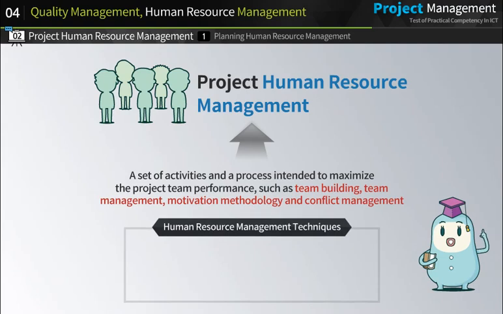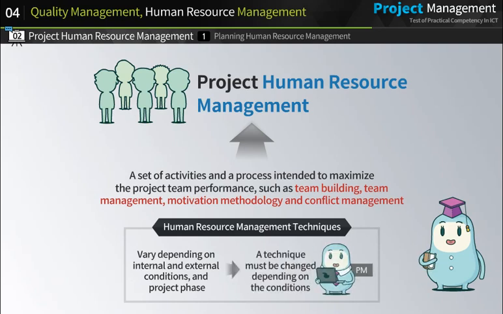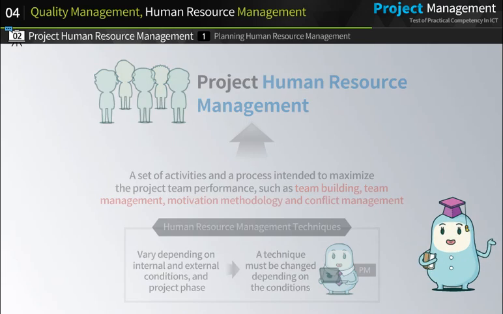Human resource management techniques may vary, depending on internal and external conditions and project phase. So, a project manager must change a human resource management technique depending on the conditions in order to ensure the successful execution of a project.